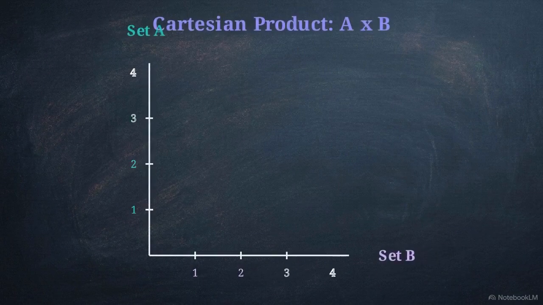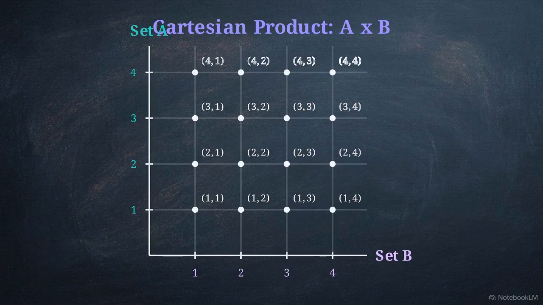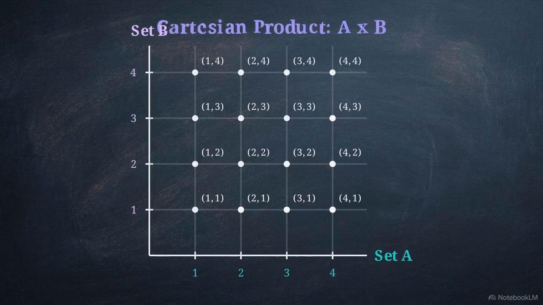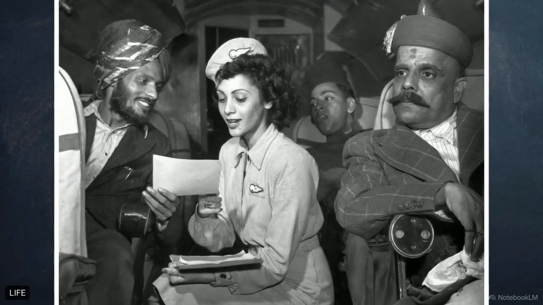This matrix represents the Cartesian product. Intersecting every element of set A with set B creates every possible coordinate pair. The order is fixed. Flipping axes reverses the mappings. A relation is simply a subset, highlighting only pairs that meet our criteria. We can apply this to an airline network.